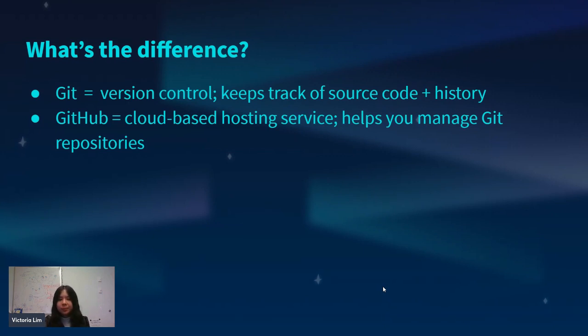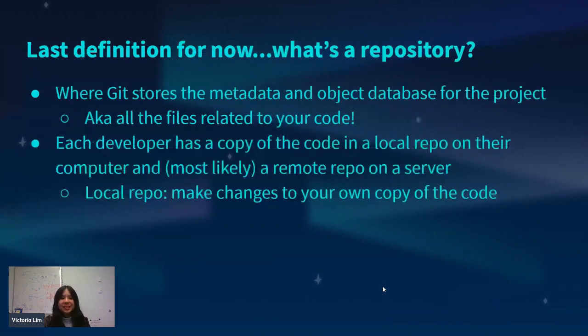Repository, a new word. That's the last definition for now, so let's learn about what that is. Essentially, a repository is where Git stores the metadata and object database for the project. That was a lot of technical terms. It's essentially just all the files related to your code.